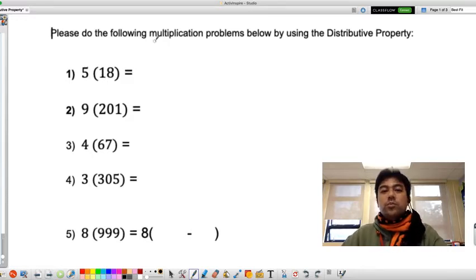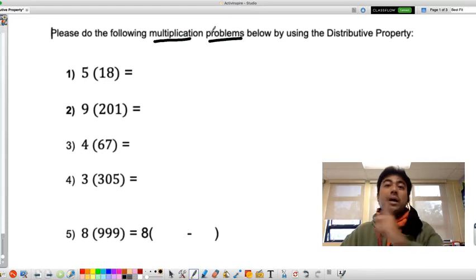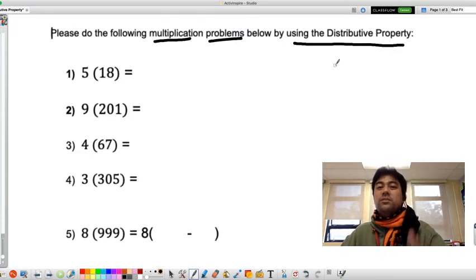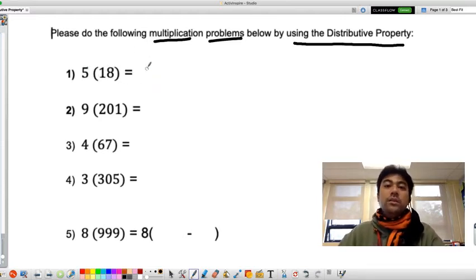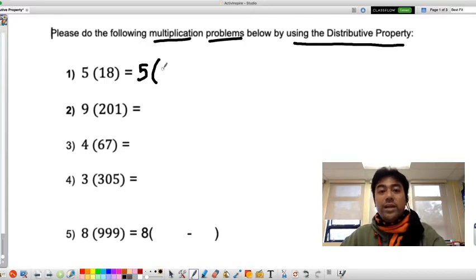So what we're gonna do is we're gonna do these multiplication problems, but with a twist, meaning we're gonna use the distributive property to do these multiplication problems, okay? So for example, here we have 5 times 18, okay? One thing we can do is we can take the 18 and split it up into two numbers. Let me tell you what I mean. What we can do is take the 18 and rewrite it as 10 plus 8, okay?